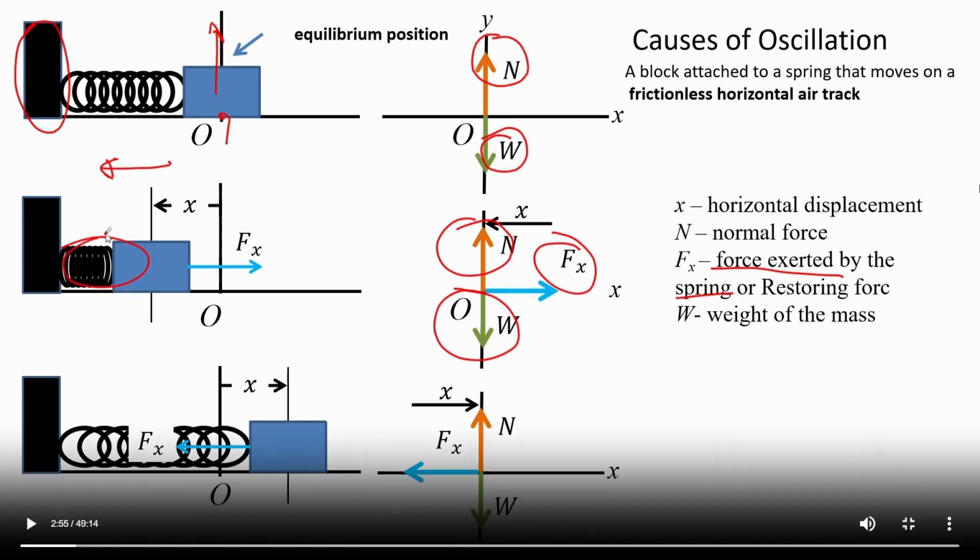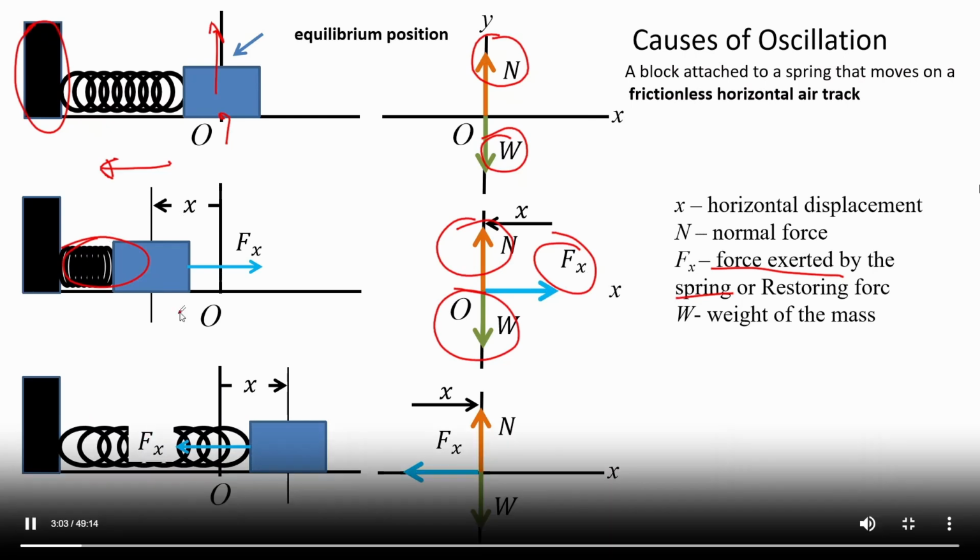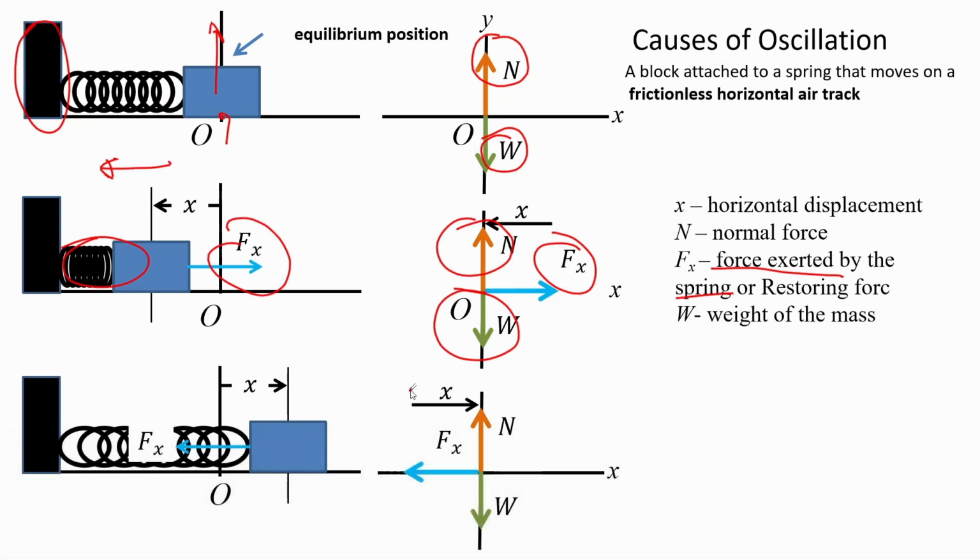Now, if we release the block of mass, the spring will exert the force Fx, and it will push the block of mass in the opposite direction as indicated here. So it goes from the equilibrium position to its maximum length, such that its velocity is 0 here, and it tries to push the block of mass back in the opposite direction. The goal is to reach its equilibrium position.